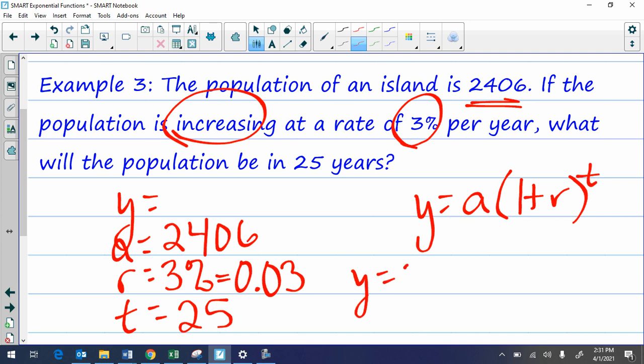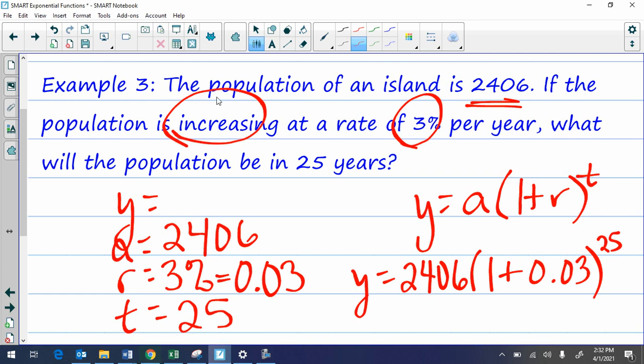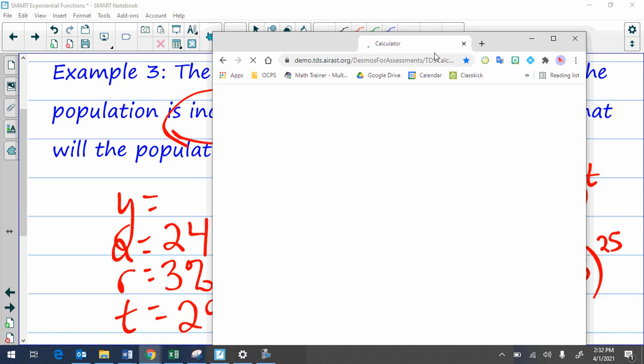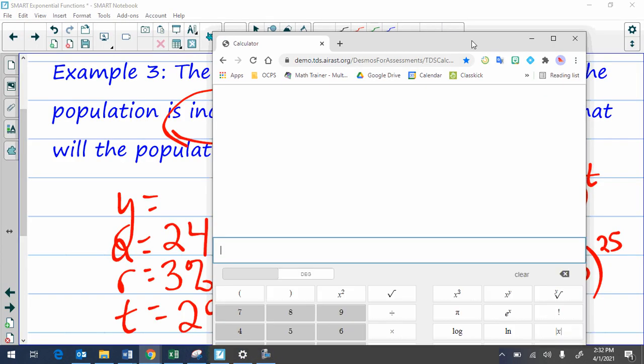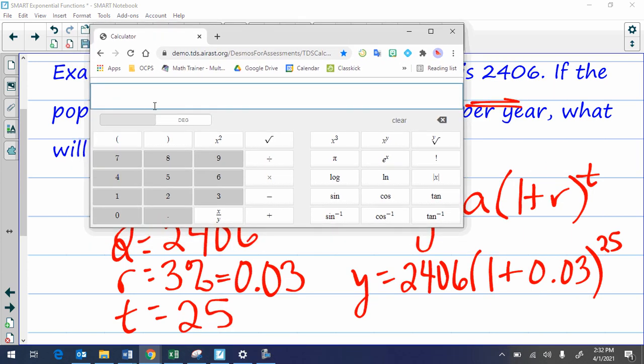So plugging this in, 2,406 times 1 plus 0.03 to the 25. Now I'm going to go to my online calculator, which I need to pull up. And I'm going to plug in exactly that. So exactly as I see it. I could simplify a little bit, but I don't have to if I'm going to my online calculator.